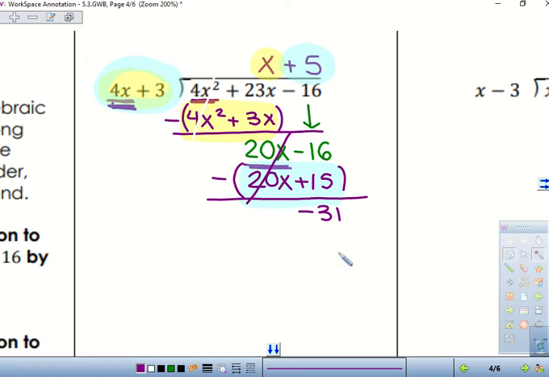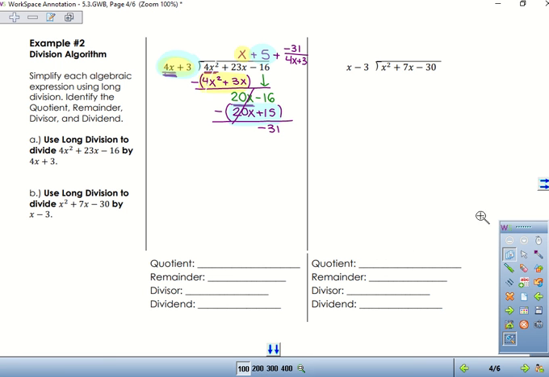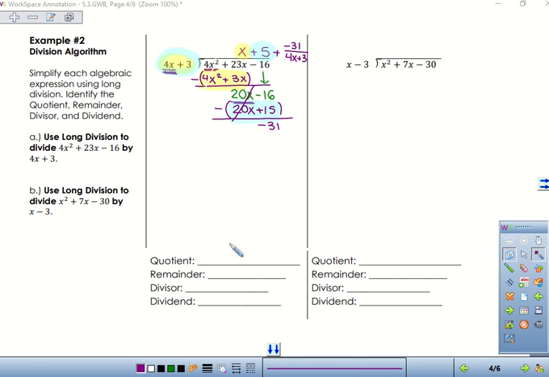So here's how you write your final answer. This is what we call the quotient. You write whatever you get here plus your remainder over your divisor, just like you do with regular long division. So I'll zoom out so you can fill out the little lines there. Your quotient is what you get as the result of the division, and you're going to write that in.